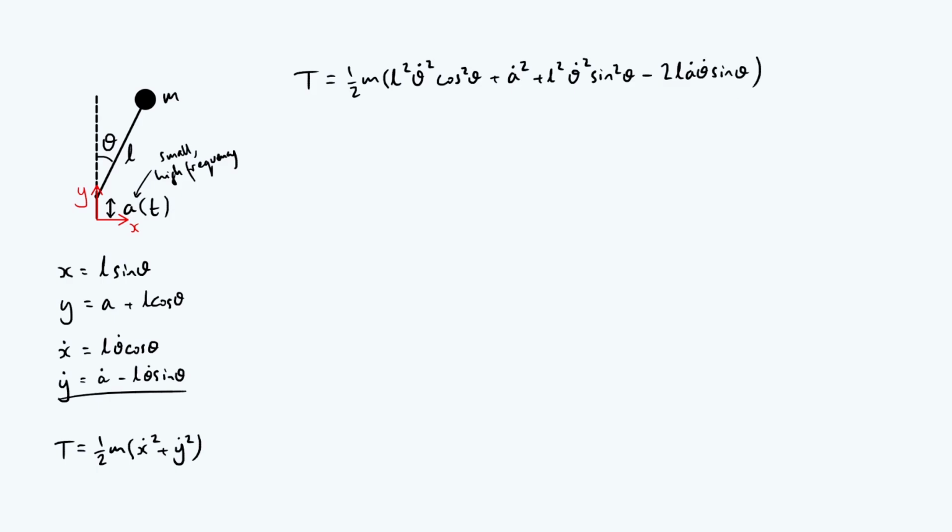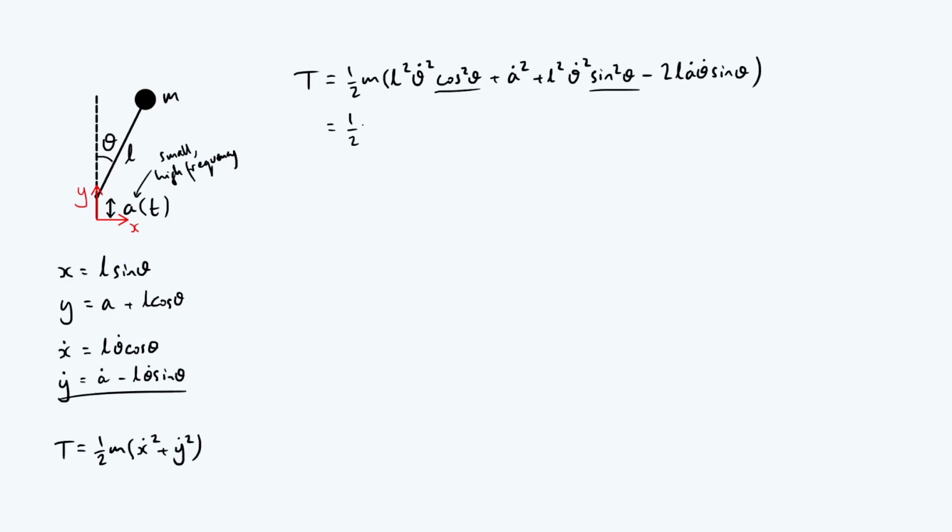Then you'll notice that one nice thing happens here, which is you've got a cos squared theta times L squared theta dot squared, and you've also got a sine squared theta times L squared theta dot squared, but you can combine those into a single term because cos squared of anything plus sine squared of that same thing is equal to 1.